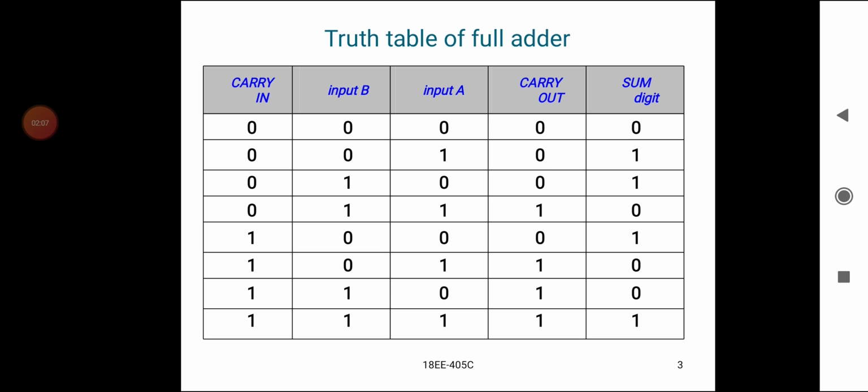If it is 100, sum is 1, carry 0. 101, sum 0 and carry 1. 110, sum 0, carry 1. 111, sum is 1, carry out is 1.